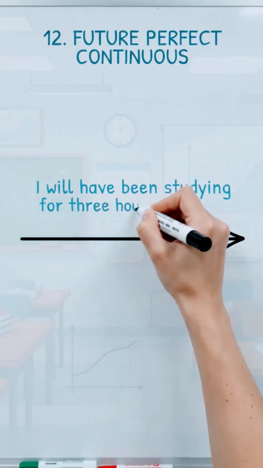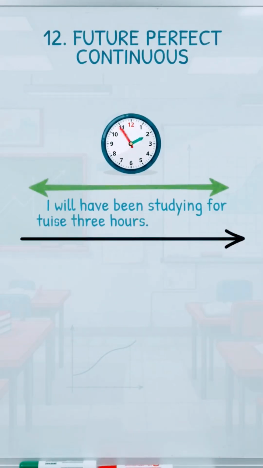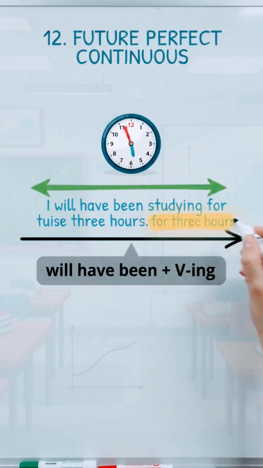Here is the future perfect continuous tense. It shows a continuous action that will happen for a long duration.